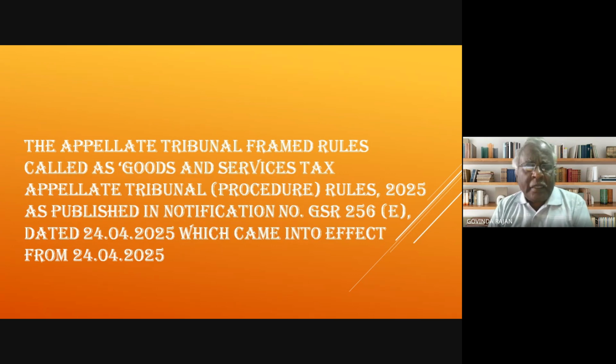the tribunal made the procedure rules 2025, published in GSR 256(E) dated 24/4/2025. The rules came into effect from 24/4/2025.